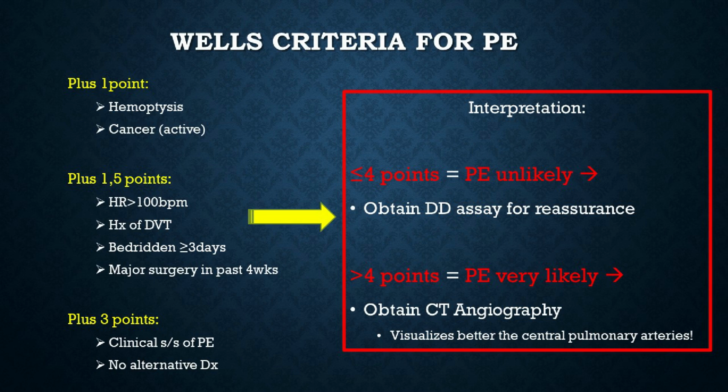Now, what is the interpretation of this point system? If the patient gets 4 or less than 4 points, then the PE is very unlikely and we can obtain D-dimer assay just for reassurance. But if the patient gathers more than 4 points, then the pulmonary embolism is very likely. Now what we need to do is obtain CT angiography, and remember, CT angiography visualizes better the central pulmonary artery.